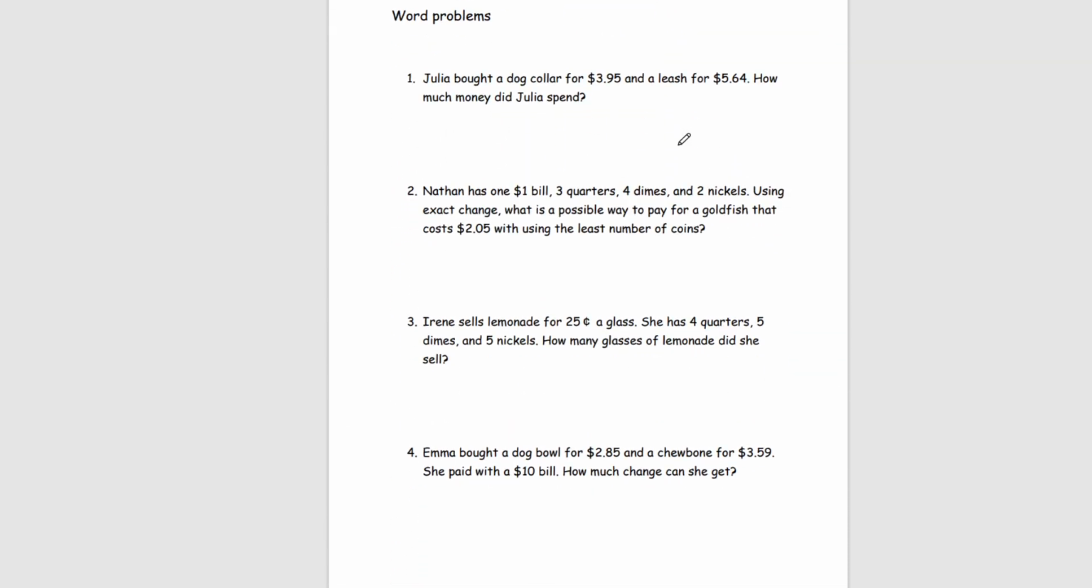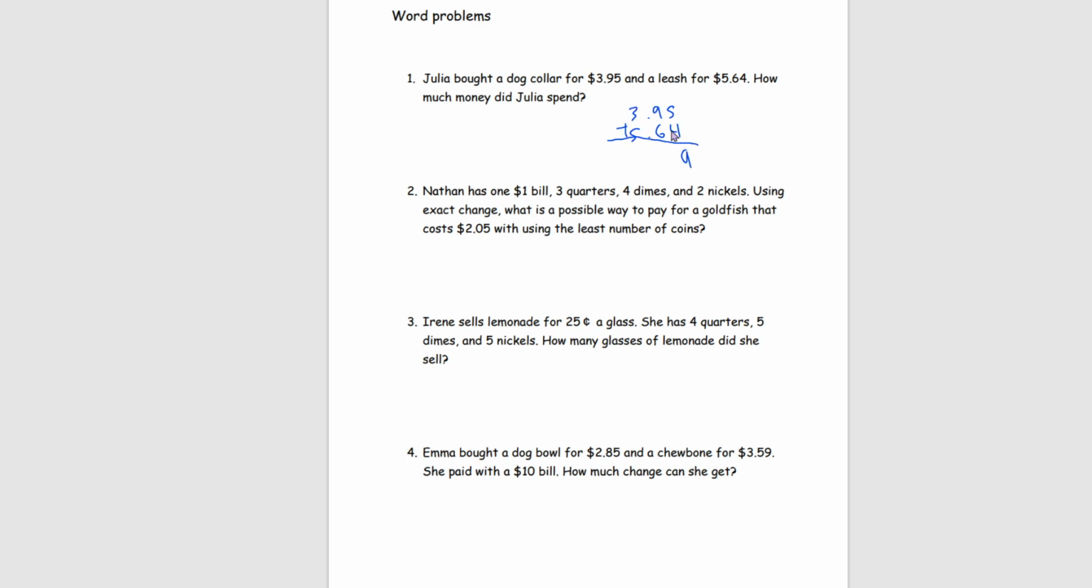Moving on to the last page, we have word problems. For number one, it says Julia bought a dog collar for $3.95 and a leash for $5.64. How much money did Julia spend? We know she bought a dog collar for $3.95 and a leash for $5.64, and we're going to see how much she spent in total. So we're just going to add these two up.